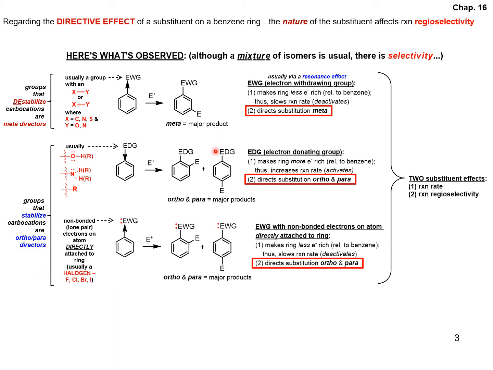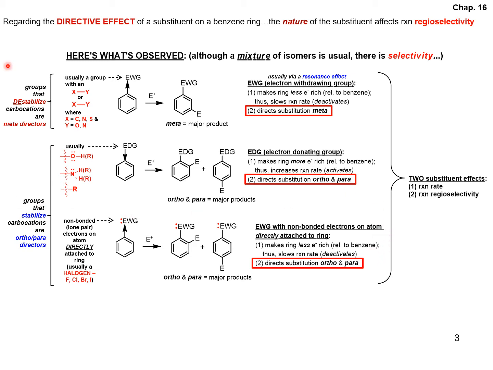Also, when it's an electron withdrawing group that's attached to the ring, that slows the rate of reaction, which makes sense. If that group has non-bonded electrons on the atom that's directly attached to the ring, that's also an ortho-para director. Again, that doesn't make intuitive sense. So what we have to do is come up with an explanation for this directive effect.